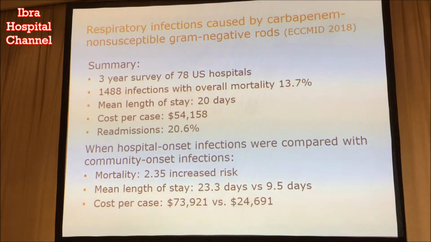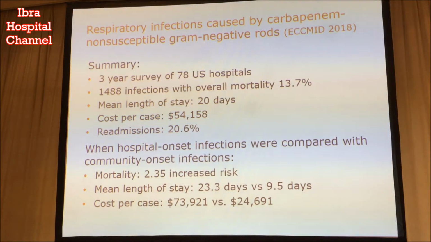And for this study, they found there was almost 1,500 pulmonary infections. The overall mortality rate was 13.7%. That actually is fairly low. I was surprised by that. But there is some other interesting data that was found in this study.